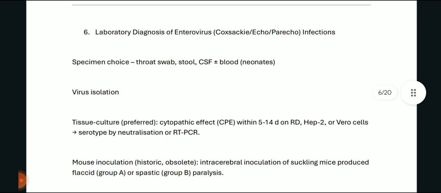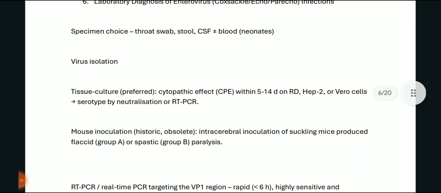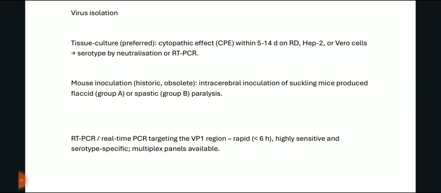Okay, now coming to the lab diagnosis of enteroviruses in detail. The Coxsackie, echo, and para-echo infections will be treated here. Specimen choice is the throat swab or stool or CSF, plus or minus blood in neonates. For virus isolation, tissue culture is preferred. Cytopathic effect is seen within 5 to 14 days on RD, HEp-2 or Vero cells, and we determine serotype by neutralization or RT-PCR.